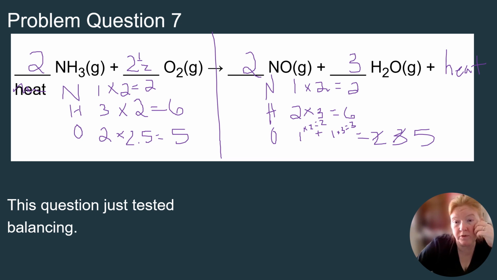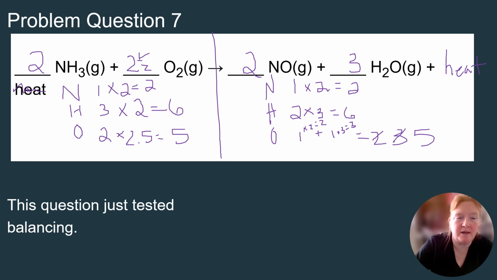So at that point, everything is balanced, but I can't have a half. It's got to be a whole number, right? So what I could do is try again with a bigger number, or realize that what that means is all of these numbers are right. Everything is balanced, except this is a fraction.